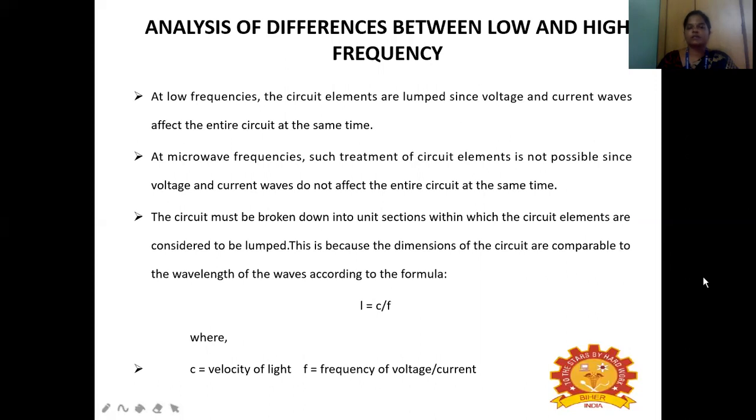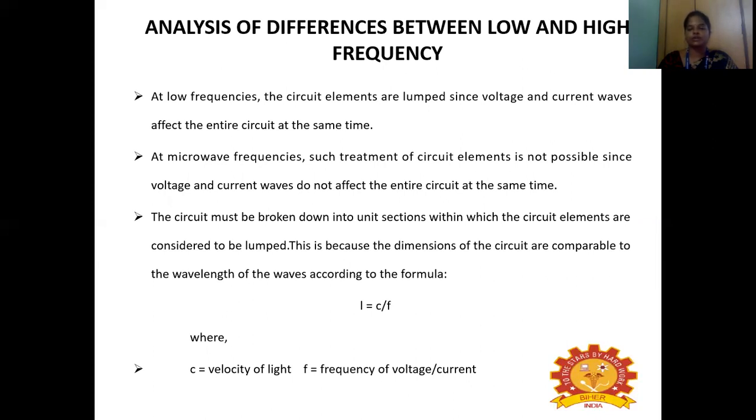Next, we will discuss the analysis of differences between low and high frequency. At low frequencies, the circuit elements are lumped, so the voltage and current waves will affect the entire circuit at the same time. At microwave frequencies, voltage and current waves do not affect the entire circuit because they are not lumped.